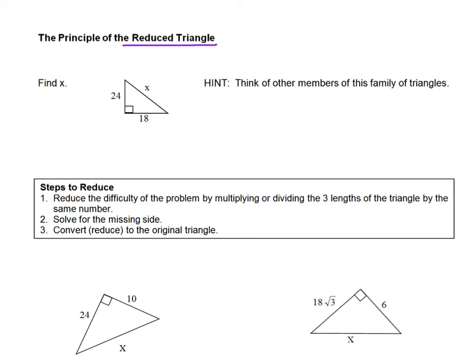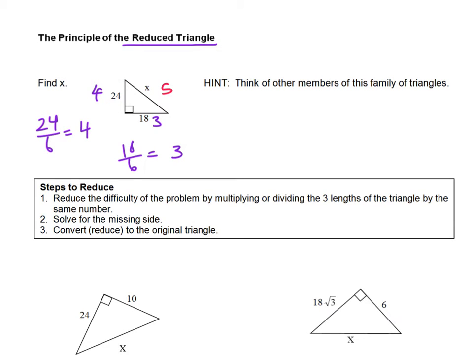6 fits into both. So if you take 24 and you divide it by 6, you get 4. So I'm going to go ahead and put a 4 over there. If you take 18 and divide it by 6, you get 3. So what I'm noticing is here we have a 3, 4, and because it's a right triangle, I know that the last side has to be 5. So we've got a 3, 4, 5 triangle.